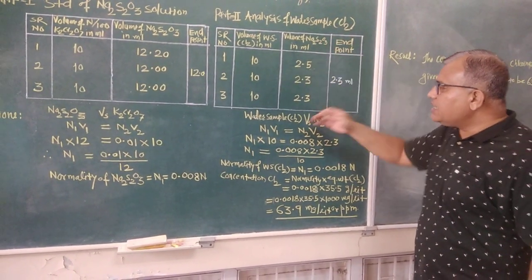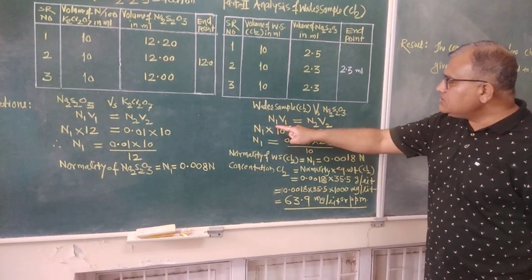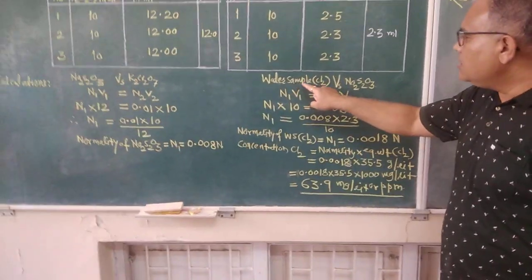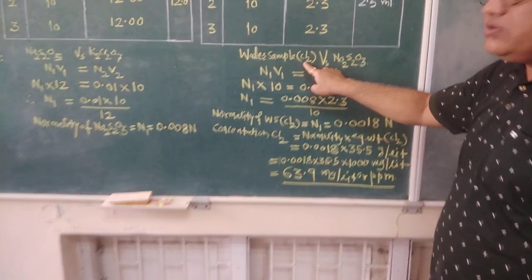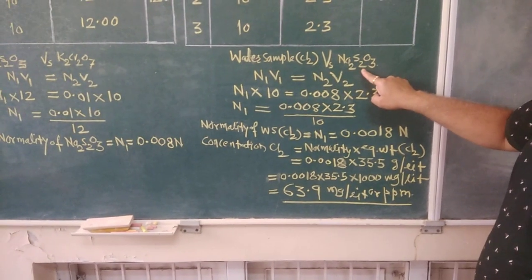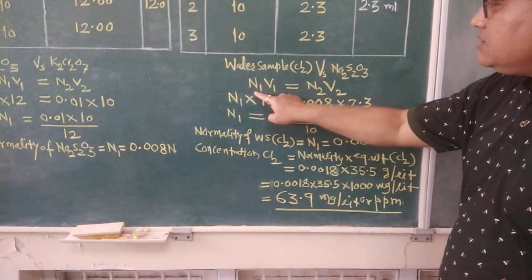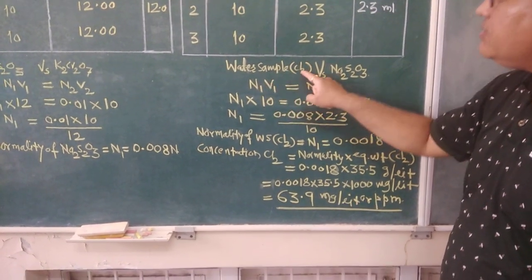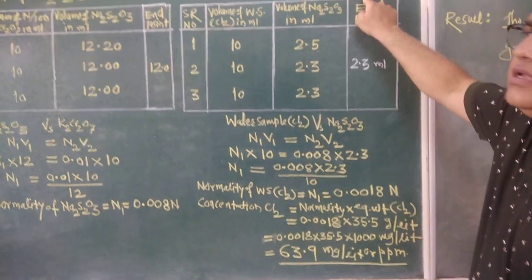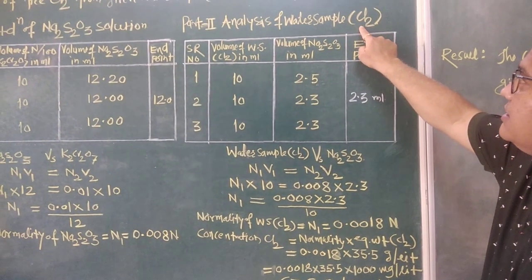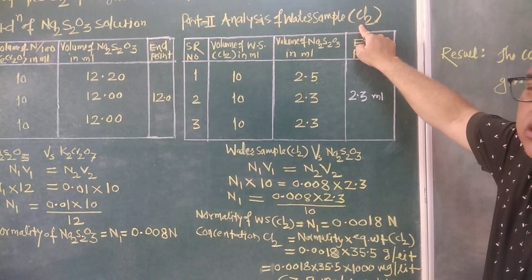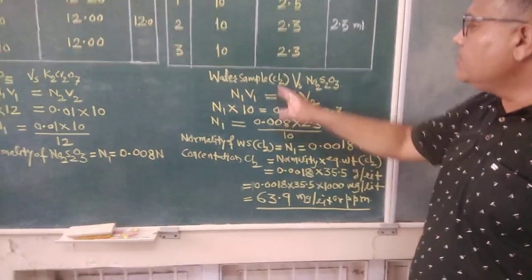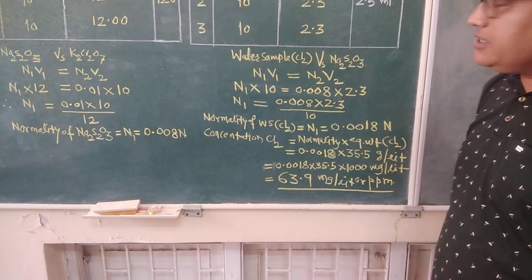And now you go for the calculation like this. Again use the same equation, N1 V1 is equal to N2 V2. See, this is the water sample containing chlorine, and this is the Na2S2O3. So N1 is the normality of chlorine, because our aim is to determine the chlorine concentration. And unless you calculate its normality, you cannot calculate the concentration, and therefore first calculate the normality of chlorine. So N1 is to be calculated.